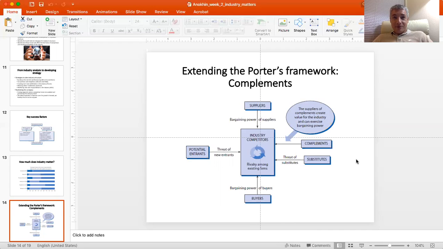If you can come up with a product that will naturally have some complements outside, that's definitely good. That's definitely going to increase the attractiveness of your industry. And that would be a strategic choice that you should definitely go for if that is available.